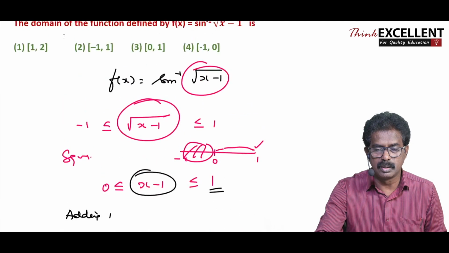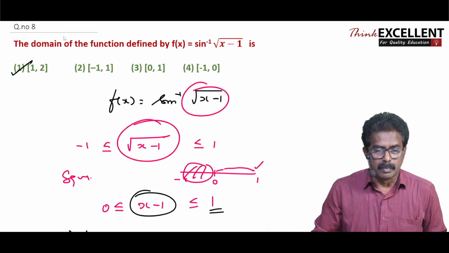See the options. Closed interval 1 comma 2. That is question number 8.